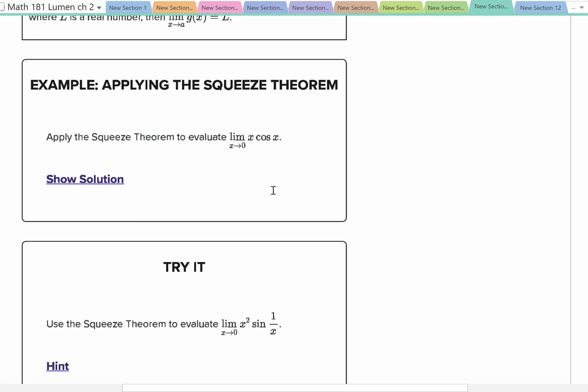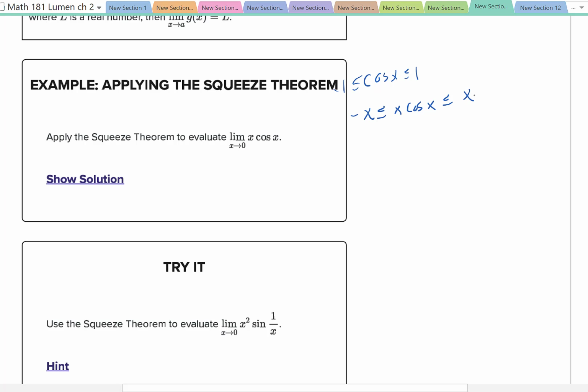So let's start off here with the limit as x approaches 0 of x cosine of x. This one's not so bad. Just realize that cosine of x is always going to be between 1 and -1. So if we extend that and multiply everything by x, we have negative x is less than or equal to x cosine of x, less than or equal to x.